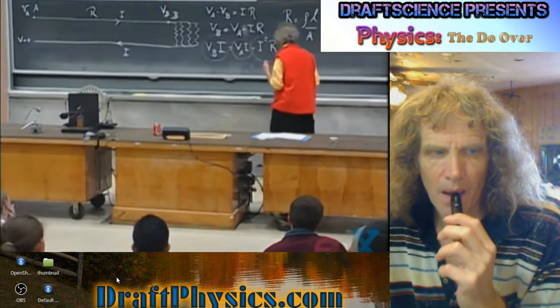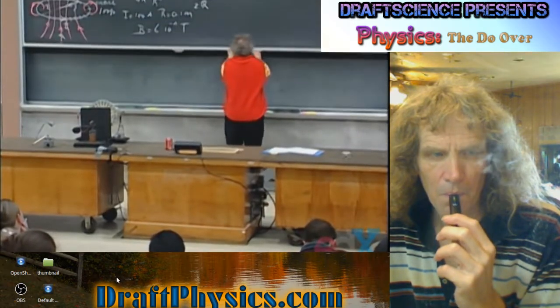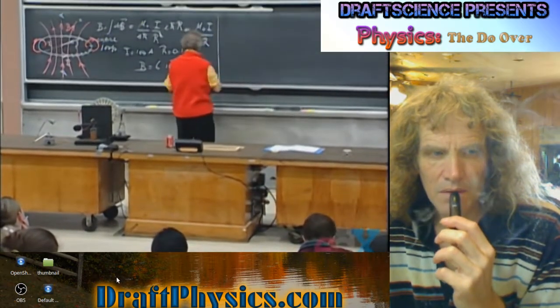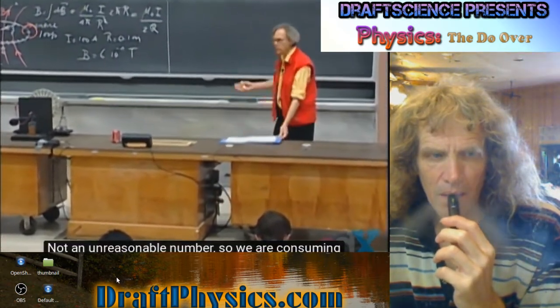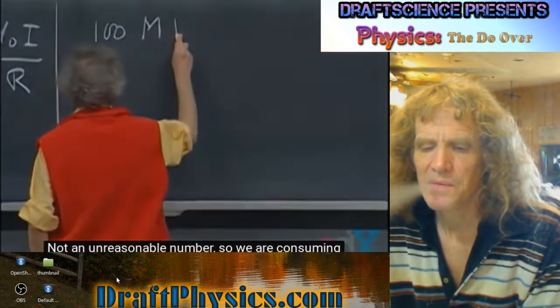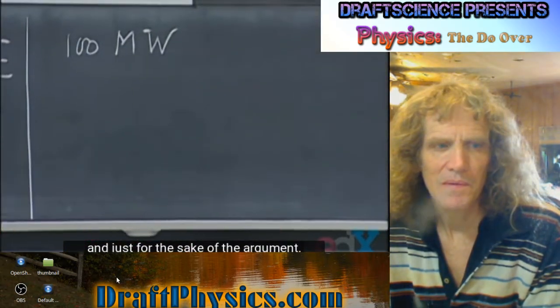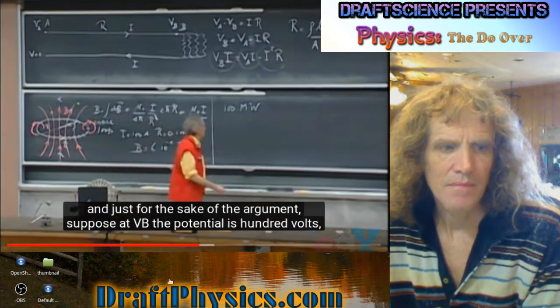Let's now look at the current. What can we do with the current? Suppose we consume 100 megawatts. Not an unreasonable number. So we are consuming 100 megawatts. And just for the sake of the argument, suppose at VB the potential is 100 volts.